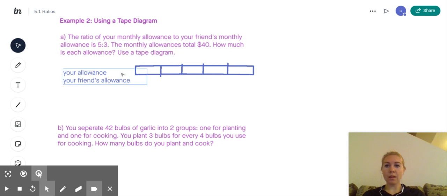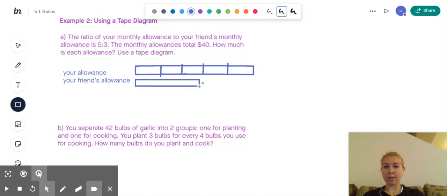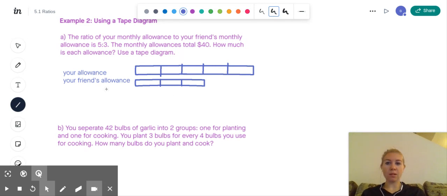Okay. And then your friend has 3 pieces, 3 parts. So I'm going to draw another rectangle tape diagram for them. Try and make it as even as possible with yours because they should look the same. We're saying each part is equal to each other. So 1 part, 2 parts, 3. Okay, they might not be exactly the same, but I did the best I could. So we drew a tape diagram.